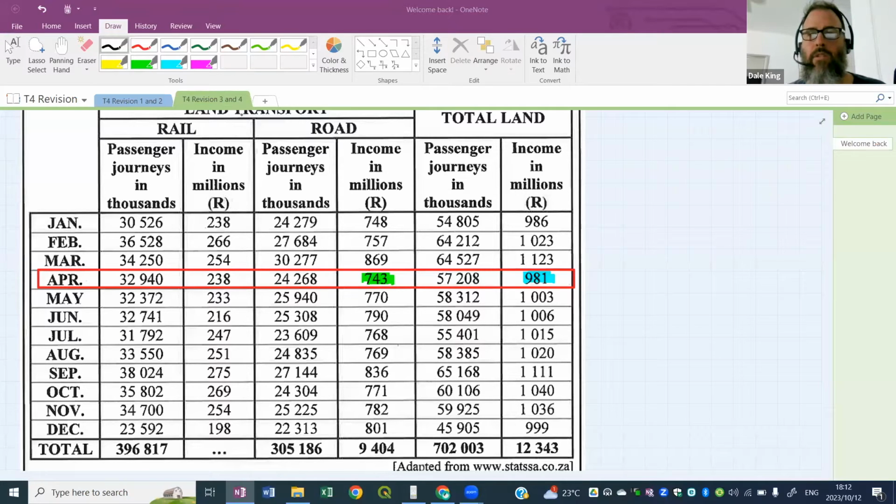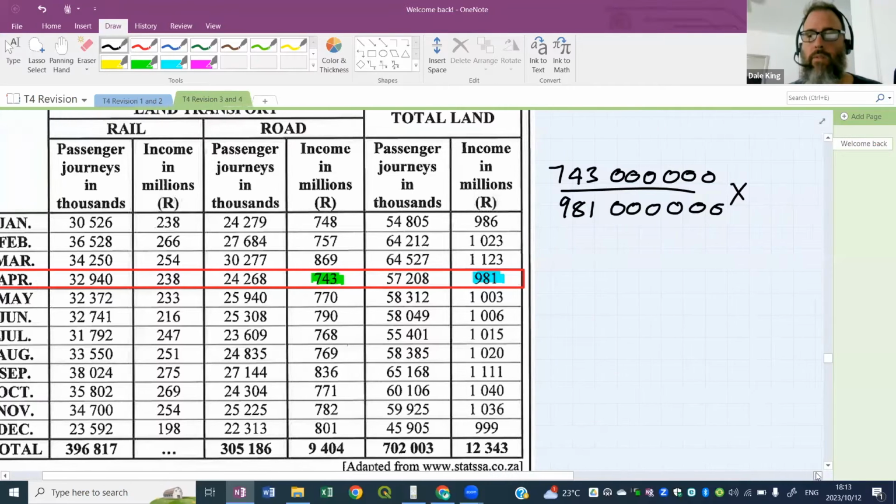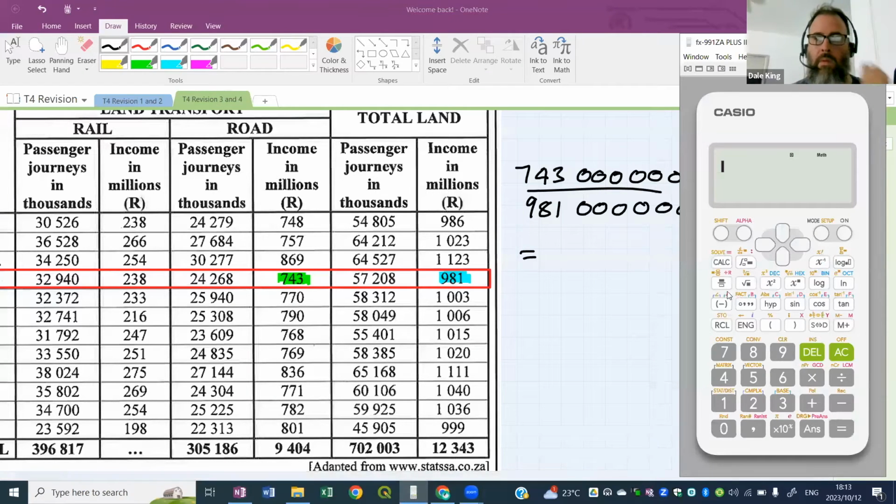Okay. I'm going to start it here on the screen, but you carry on and make sure that yours is right. So it's 743 million over 981 million times 100 to get the percentage. All right. So 743 over 981 times by 100.